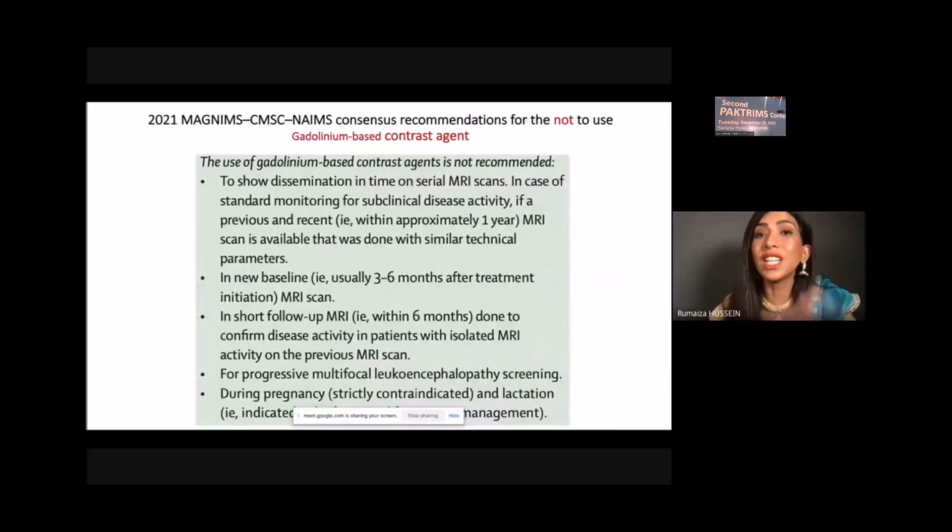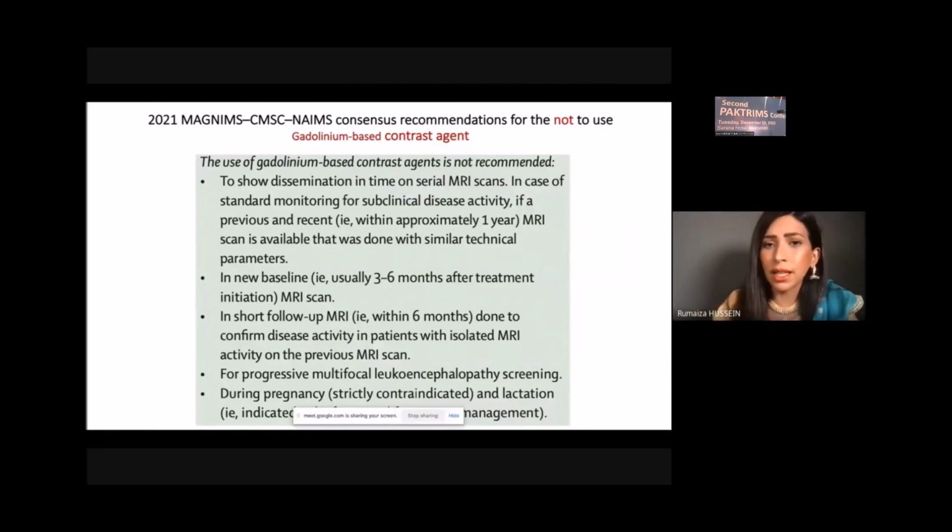Now, when not to use gadolinium? To show dissemination in time on serial MRI scans in case of standard monitoring for subclinical disease activity, it's not recommended. Nor for a new baseline, usually 3 to 6 months after treatment initiation. So you have already started the treatment.